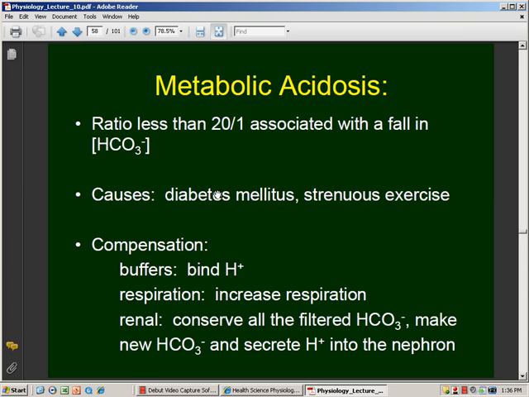Strenuous exercise, so exercising like crazy. What are they making that's causing this acidic environment? Lactic acid. Lactic acid, yep. So their bicarbonate numbers are not keeping up with the lactic acid production.